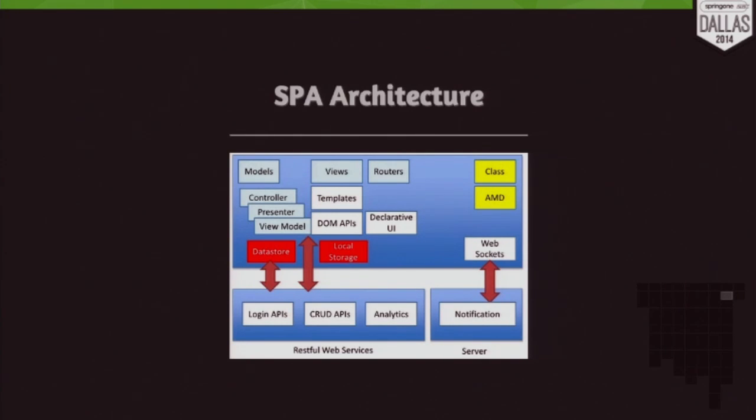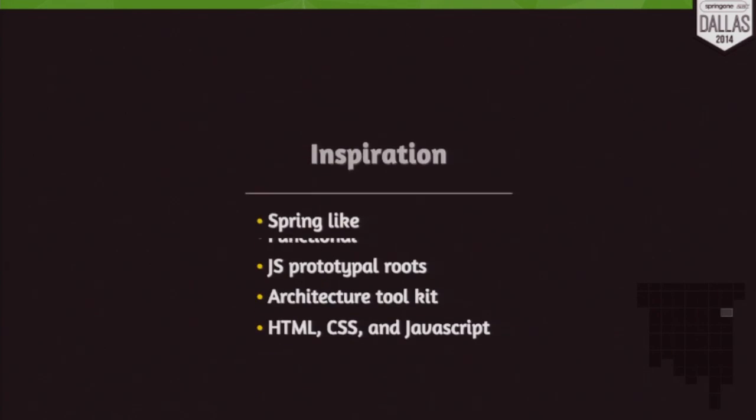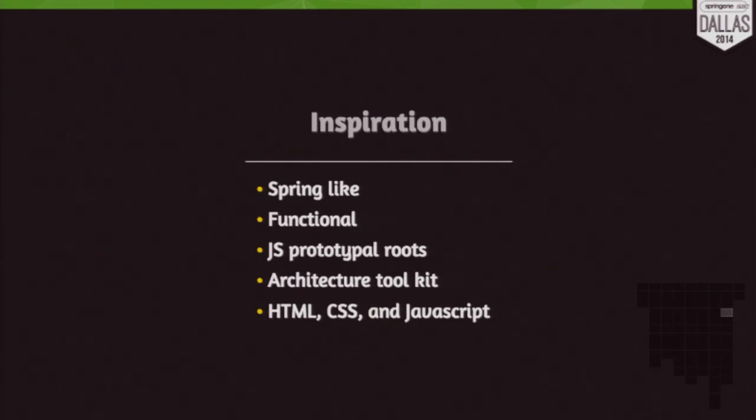And one of the things is the Spring people here are providing not only RaveJS, but they are providing cujoJS, which is an MVC also. This MVC has a Spring-like feeling. It's functional, oriented around functional programming. And the main difference is that it's really using the prototypal roots of JavaScript. One of the things, it doesn't try to be a framework.